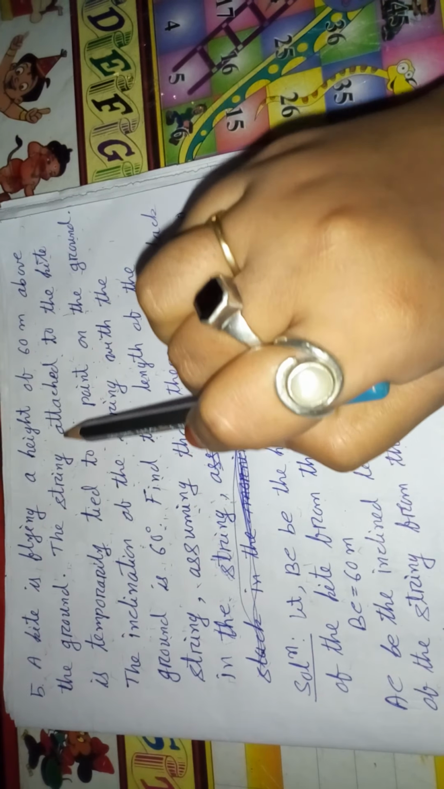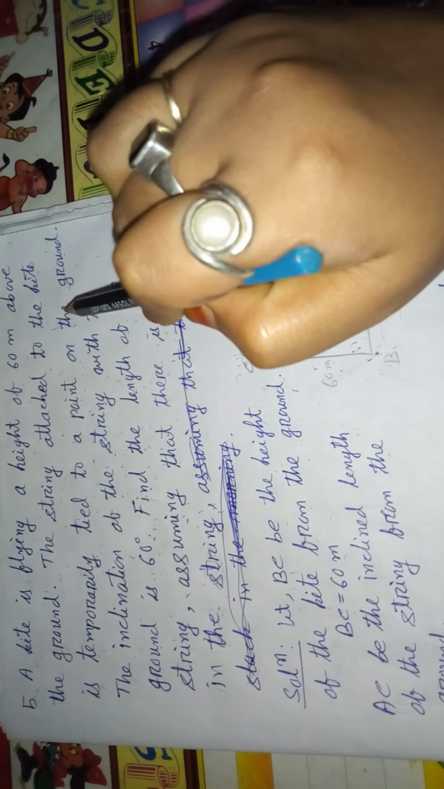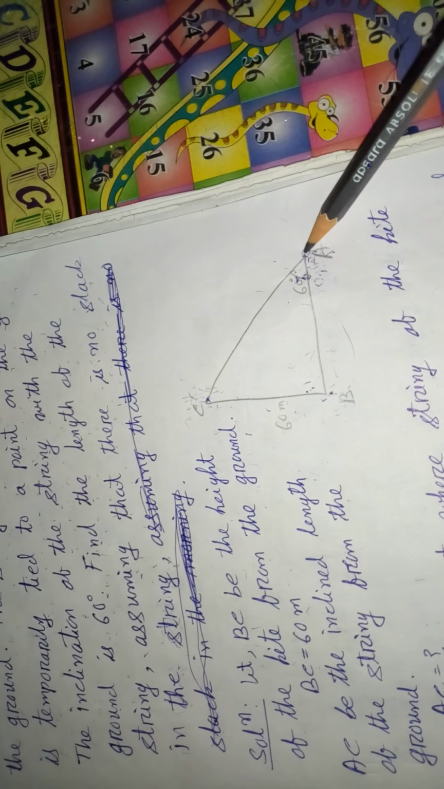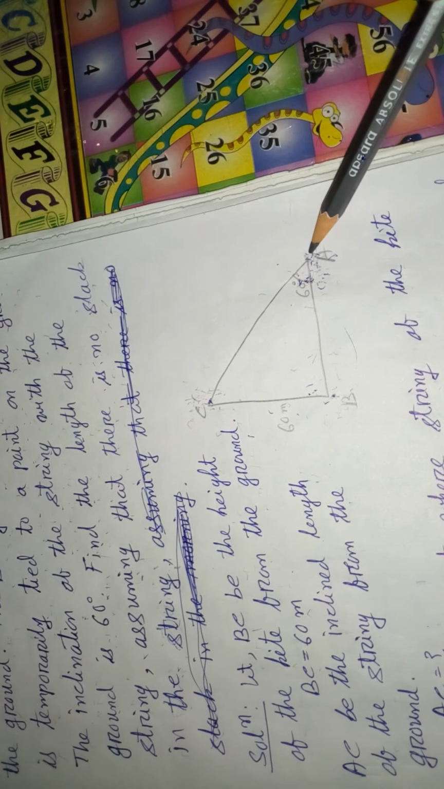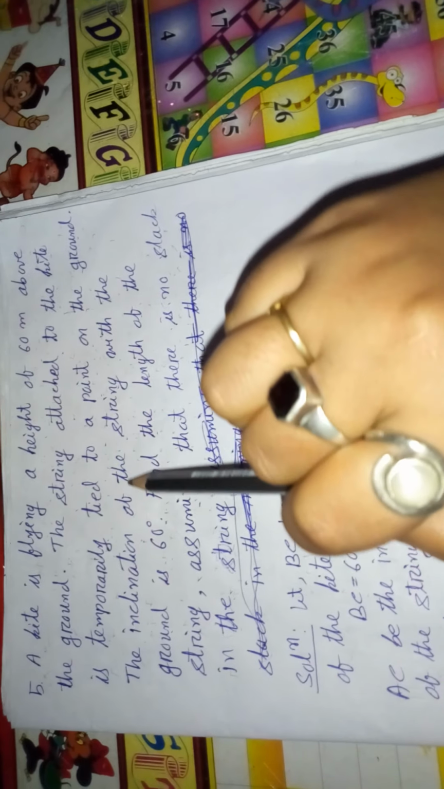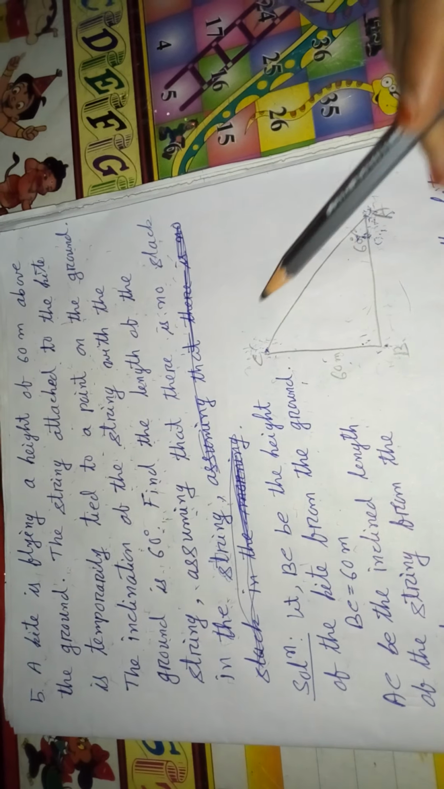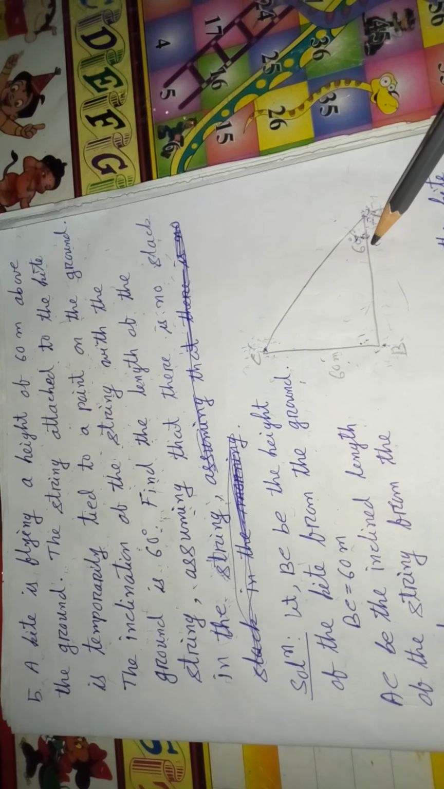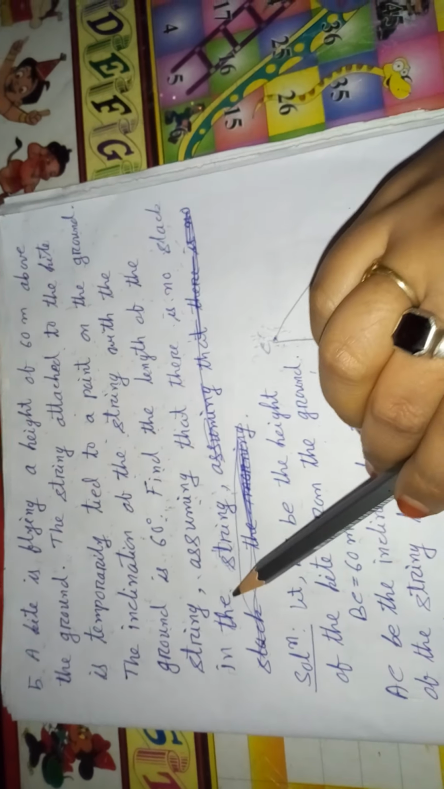Next, it is given that the string attached to the kite is temporarily tied to a point on the ground. Suppose this point A, the string is tied to this point A. The inclination of the string with the ground is 60 degrees. This angle value is equal to how much? 60 degrees. Find the length of the string, assuming that there is no slack in the string.